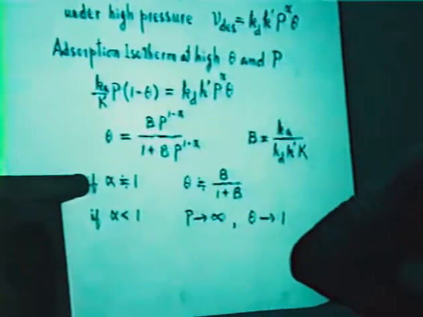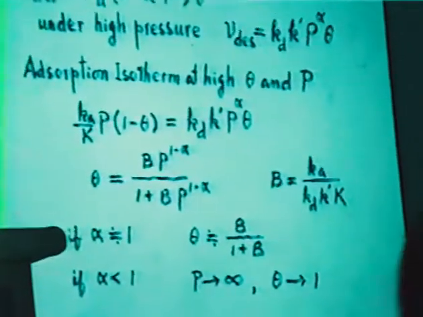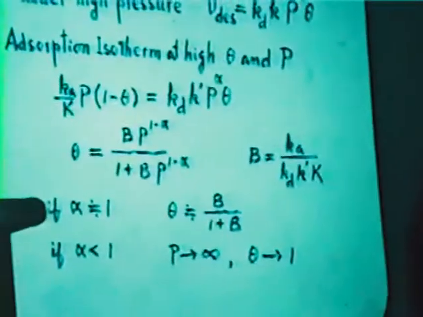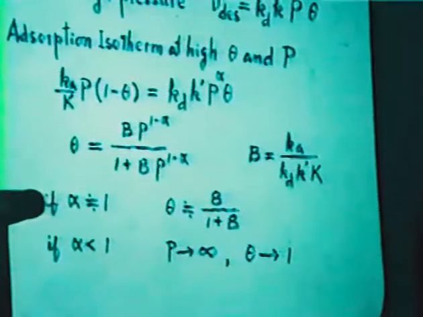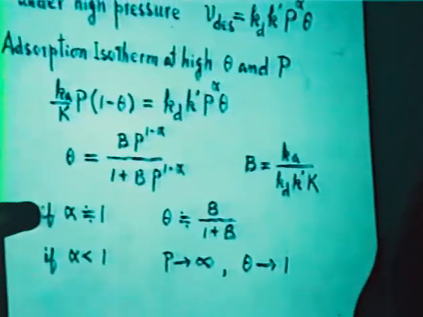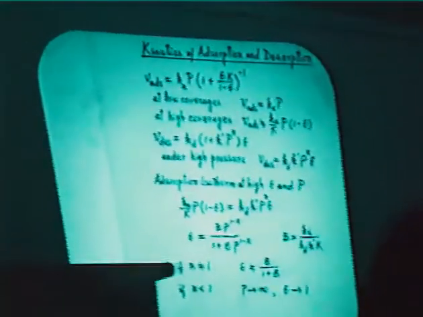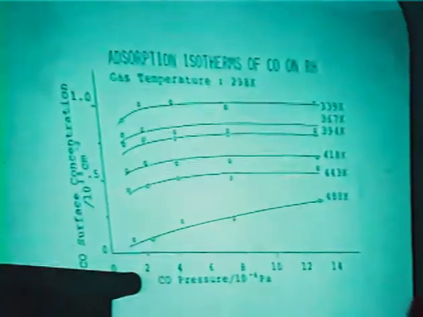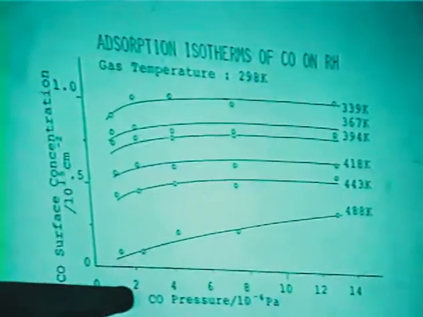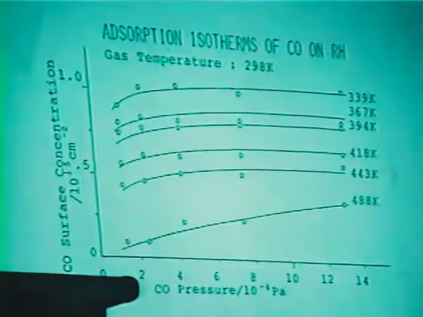And if E is this one, and if alpha is almost unity, then the full coverage of this gas is almost independent of pressure. It depends upon temperature. And if alpha is smaller than unity, then at infinite pressure, theta comes to unity. And how is the result? Well, this is the result of Ertl and other people. And as you see, the coverage depends upon pressure.